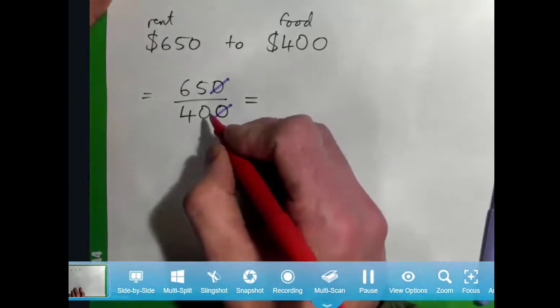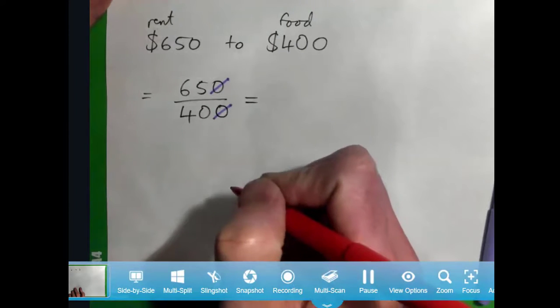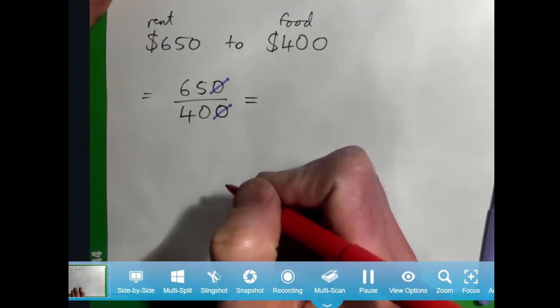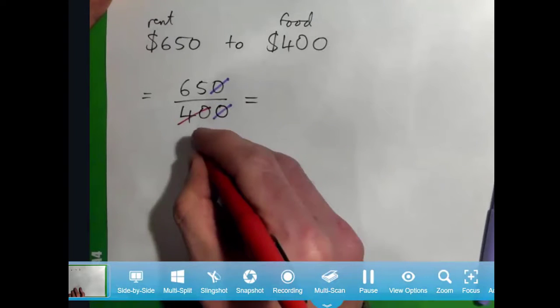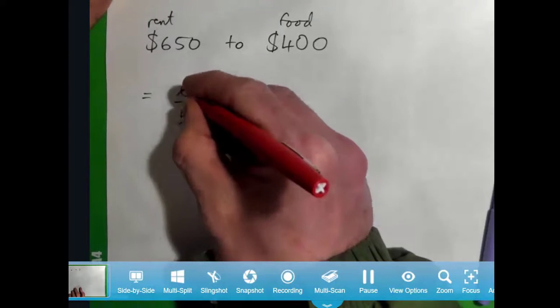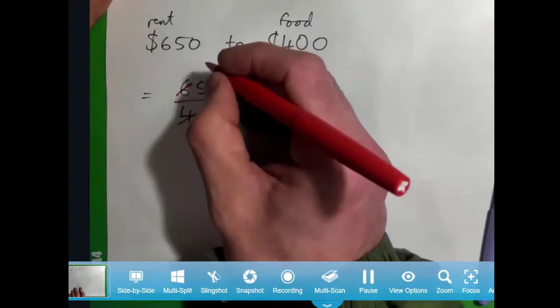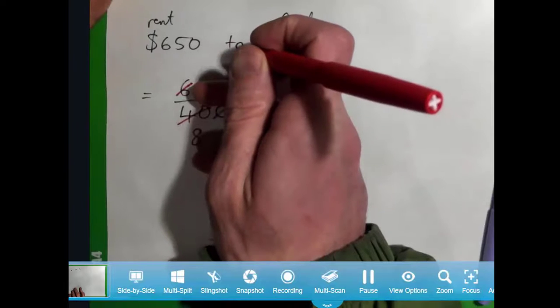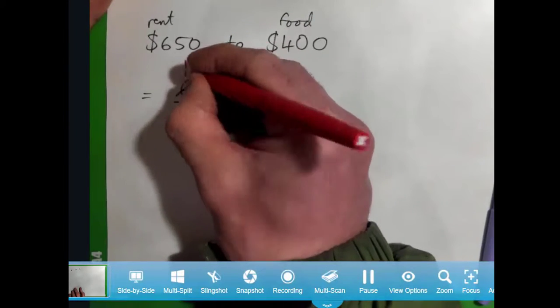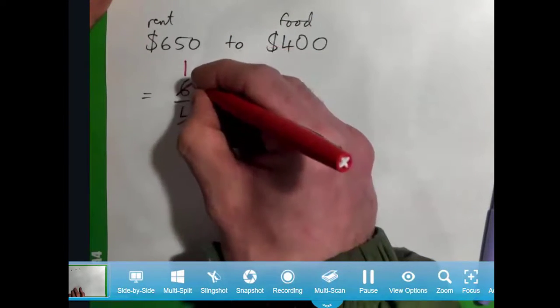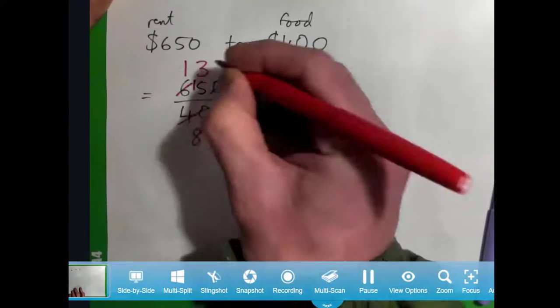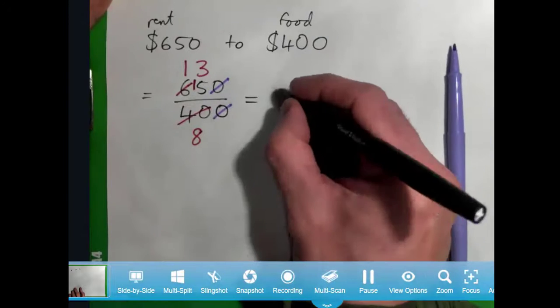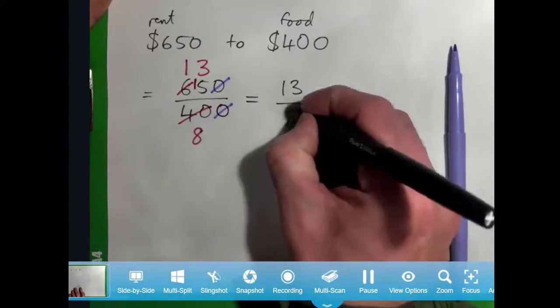Now, what goes into both 40 and also 65? Well, 5. 5, yeah. 5 into 40? 5 into 40 goes 8 times. Nice. 5 into 6 goes what? 5 into 6 goes 1 time, remainder 1. 5 into 15? 3. 3, good. So it looks like we've got 13 over 8.